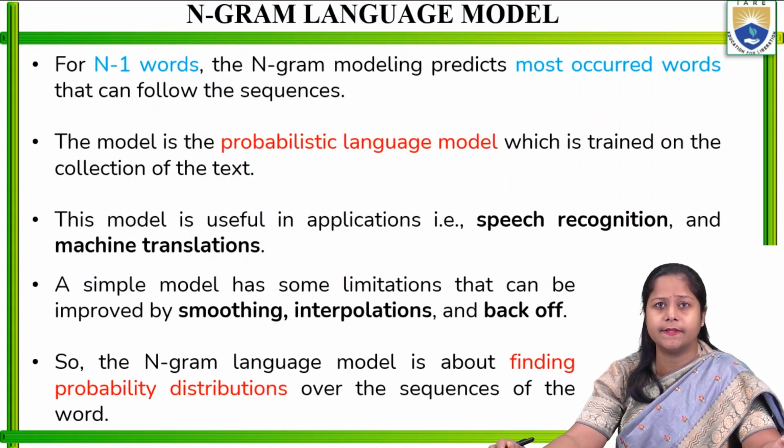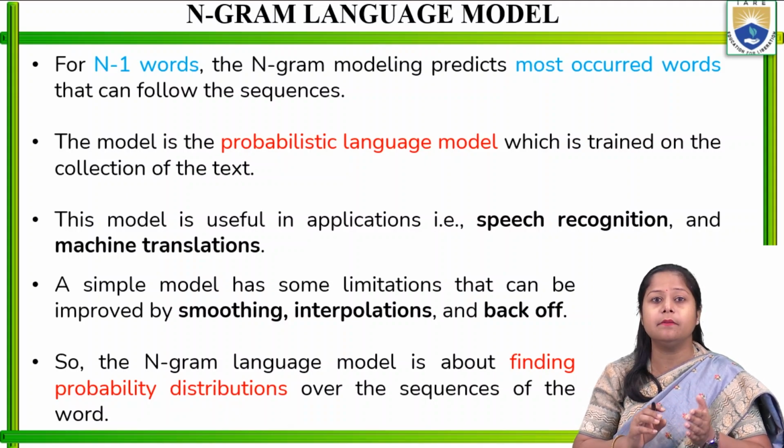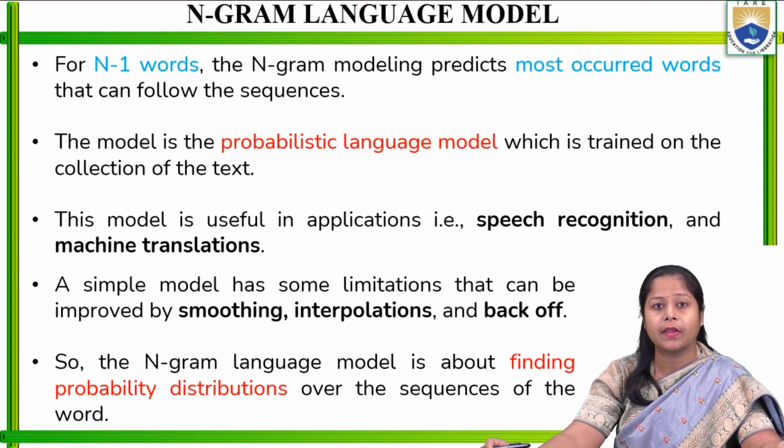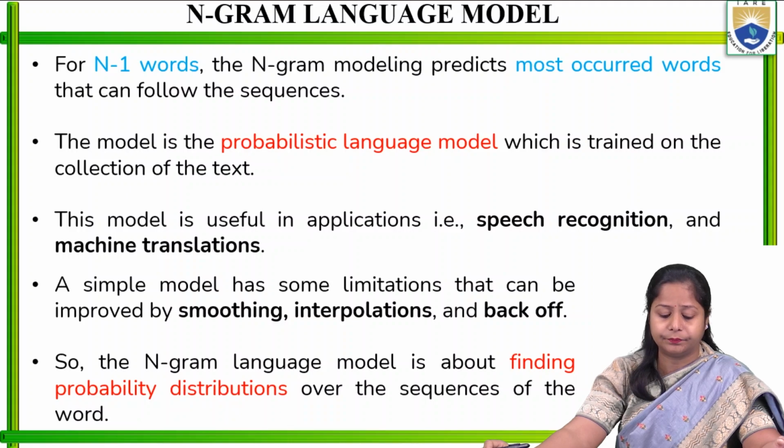For n minus 1 words, the n-gram modeling predicts the most frequently occurring word that can follow the sequence, right? So the model is a probabilistic language model, which is trained on a collection of text. This model is useful in applications like speech recognition, machine learning and machine translation. A simple model has some limitations that can be improved by smoothing techniques, interpolation techniques and back-off techniques. These give the solution for that. So the n-gram language model is about finding the probability distribution over a sequence of words.